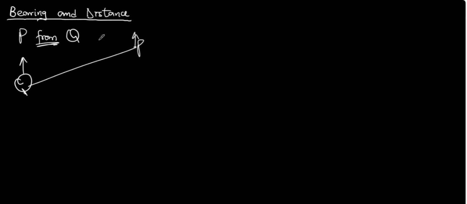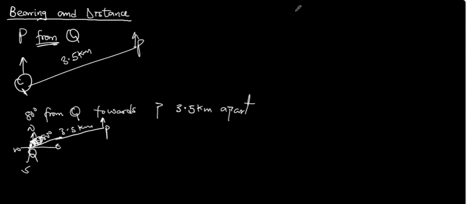While distance is how far point P is from point Q. So let's assume point P is 3.5 kilometers from point Q. It means that P is 3.5 kilometers far apart from point Q.